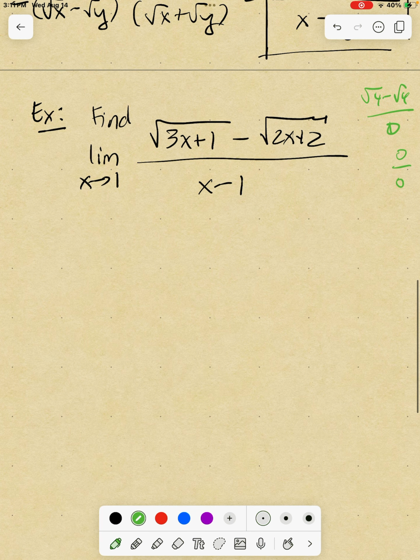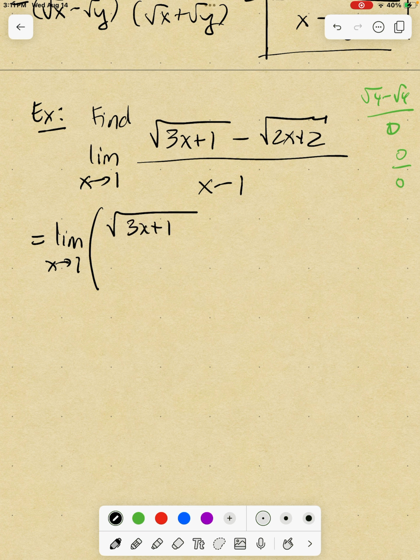Okay, so this is equal to the limit as x goes to 1 of this function times 1, of course, and then we multiply and divide by the conjugate. Okay, so you have this. And you multiply and divide by the conjugate.